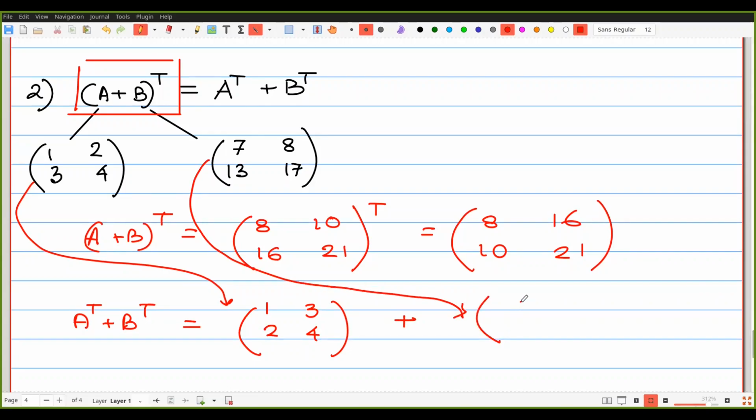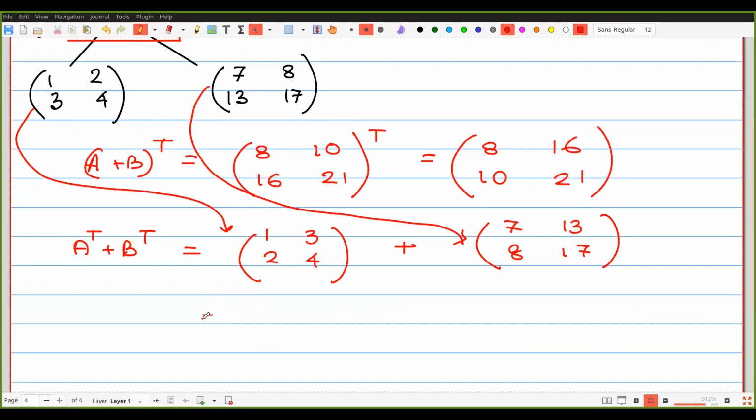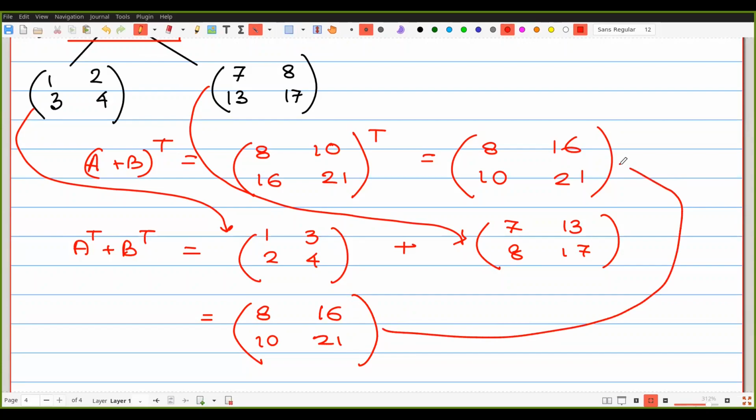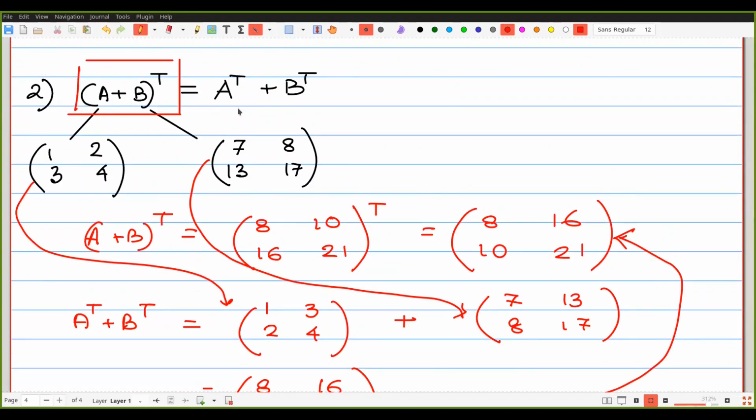That means 7, 8, 13, 17. So after addition, we are getting 7 plus 1, that means 8, 3 plus 13, that one is 16, 2 plus 8, that one is 10, and 4 plus 17, that is 21. So both are same. So that means A plus B whole transpose is equal to A transpose plus B transpose.